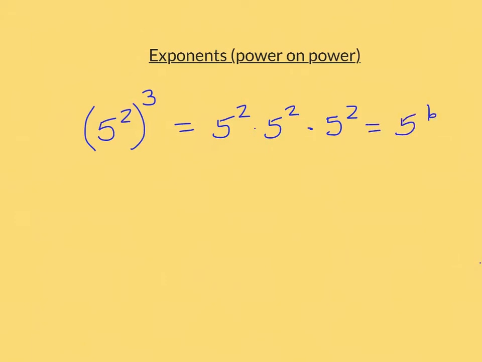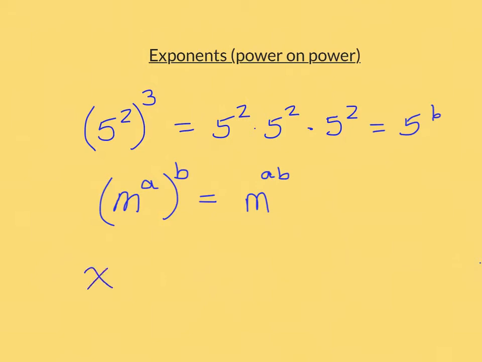And so if we take a look at what that generalization is, then we have a base raised to some kind of power, so I'll say m raised to some kind of power a, all raised to another power b, and we can see that that would be the same base raised to the product of those powers, a times b. And you can see the reason why. We're just writing it out, and you can see that I'm going to end up with 3 2's, and that is their product.